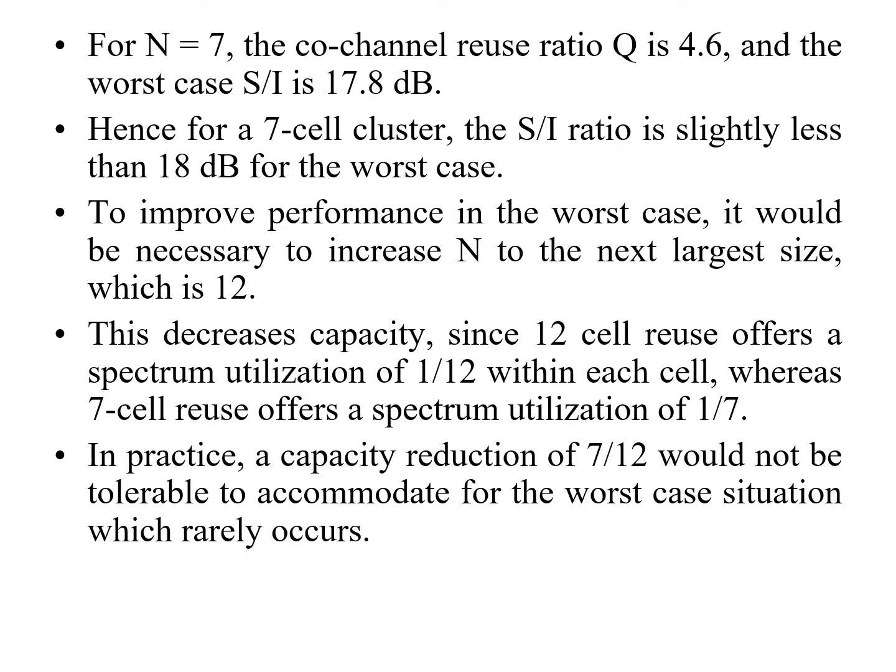For N equal to 7, the co-channel reuse ratio Q is 4.6 and the worst case S/I is 17.8 dB. Hence, for a 7-cell cluster, the S/I ratio is slightly less than 18 dB for the worst case. To improve performance in the worst case, it would be necessary to increase N to the next largest size, which is 12. This decreases the capacity, since 12-cell reuse offers a spectrum utilization of 1/12 within each cell, whereas 7-cell reuse offers a spectrum utilization of 1/7. In practice, a capacity reduction of 7/12 cannot be tolerated to accommodate the worst case situation.